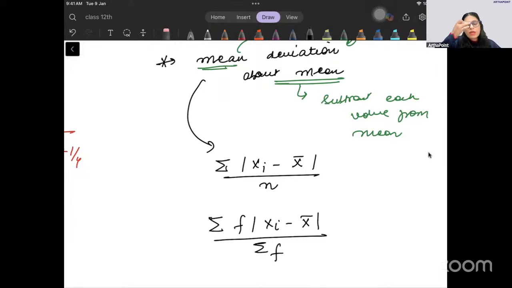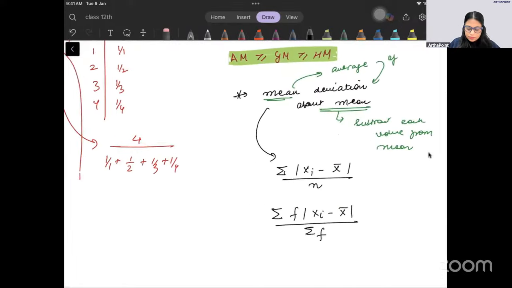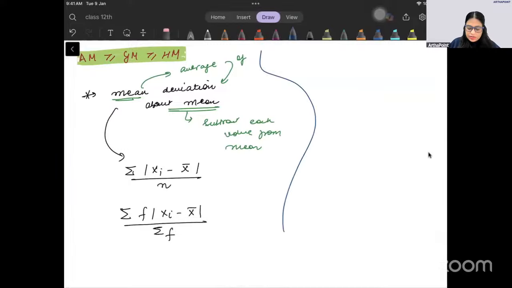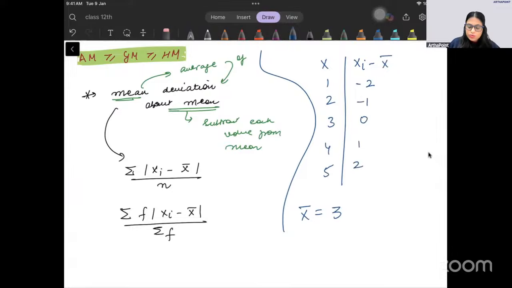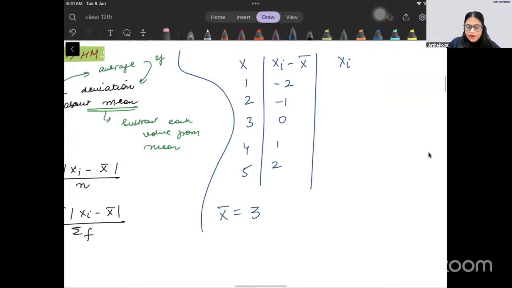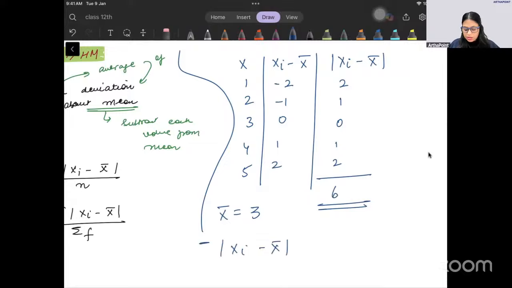Okay? So for example, let's say I have data 1, 2, 3, 4, 5 and I know that its mean comes out to be 3. So I will find xi minus x bar. So 1 minus 3 is minus 2, minus 1, 0, 1, 2. I will find its absolute value. So 2, 1, 0, 1, 2. I will add them: 2, 2, 4, 1, 5, and 6. So mean deviation about mean will become 6 divided by 5.